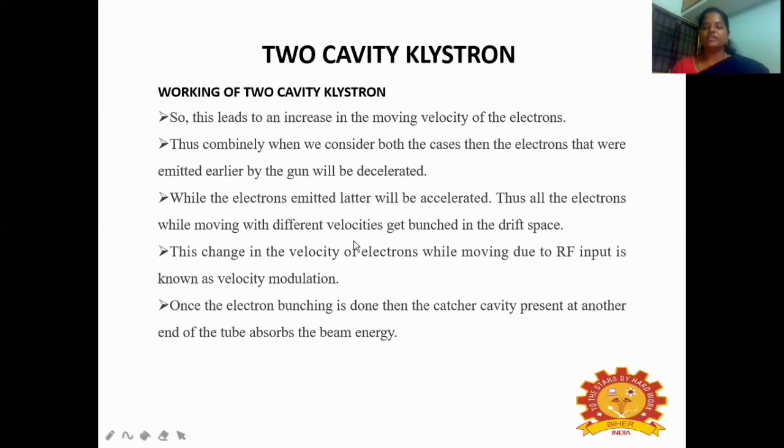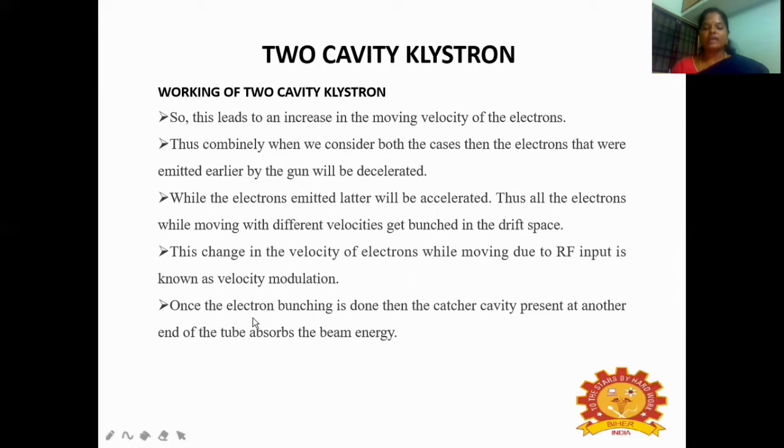So why does this change in velocity of electrons take place? Because of the application of the RF input signal. That is known as velocity modulation. Velocity modulation means the change in the velocity of electrons while moving due to the RF input.